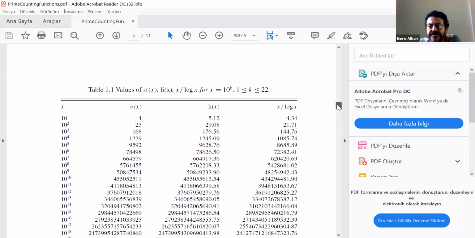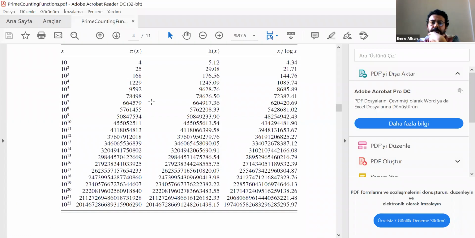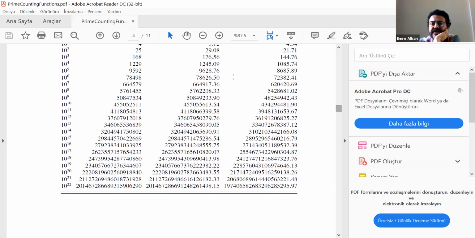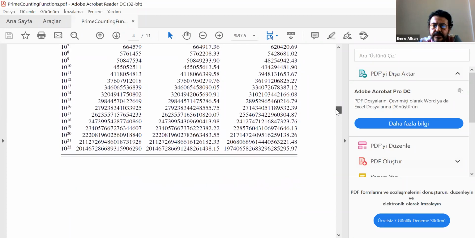So I think it's useful to look at comparisons like this. And you can see that even at small bounds like this, the difference between pi of x and Li of x is quite small, okay? So it's a pretty good approximation. So this is really amusing. I find this amusing, really: a transcendental function approximating a function that has a purely arithmetic definition.